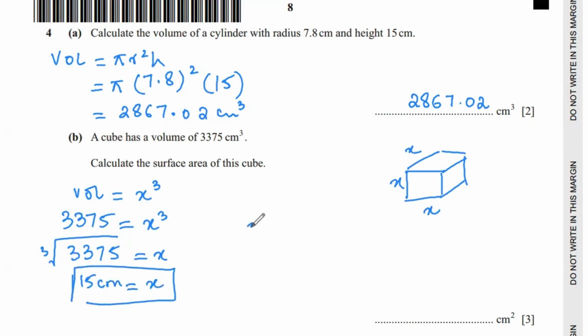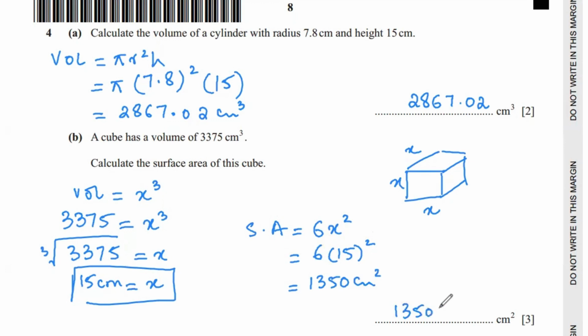So now for the surface area, the formula is 6x squared. A cube has 6 faces and the area of one face is x squared. So 6 times 15 squared, and that gives us 1,350 centimeters square. That is your answer.